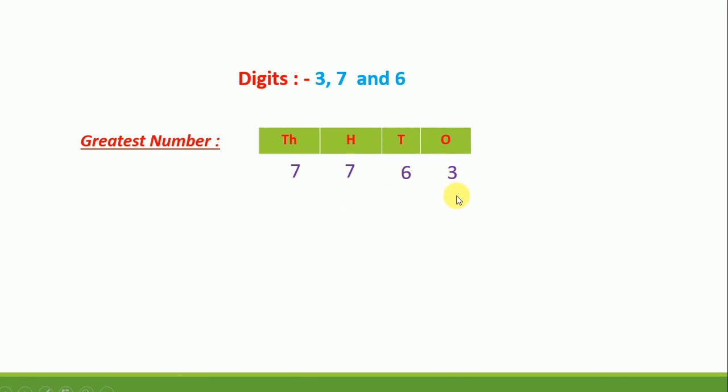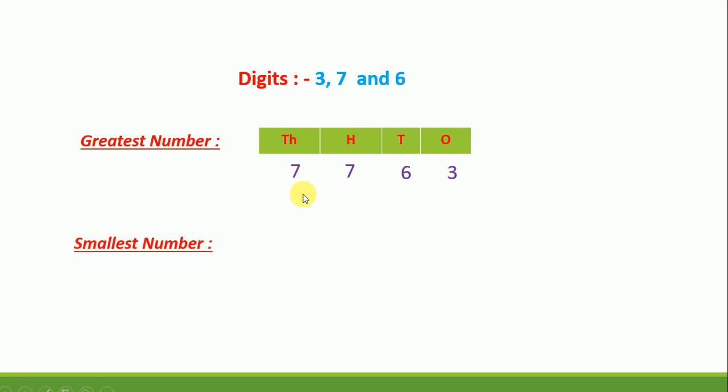7,763. Okay. Children, do remember that as we are having only 3 digits given for us, that is 3, 7, 6, only 3 digits are there with us, but we have to form the 4-digit number. So to make the greatest number, among all the 3 digits, the greatest one you can write 2 times. Okay. So the thousands and the hundreds remain the same for making the greatest number.